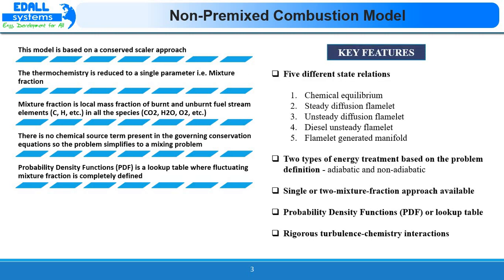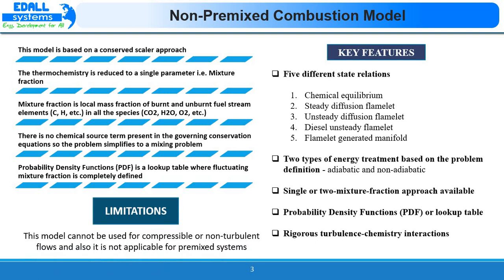Some of the key features of this model are, based on our problem, we can define 5 different state relations. It may be chemical equilibrium, it may be any flamelet model, etc. Also, based on our problem, we can define what energy treatment the problem is dealing with, that is adiabatic or non-adiabatic. As I said about the mixture fraction, we can define a single mixture fraction problem or a 2 mixture fraction problem where 2 fuel inlet streams are present. Next is the probability density function or the lookup table. Also, in this model, like species transport, rigorous turbulence chemistry interaction has been taken care of.